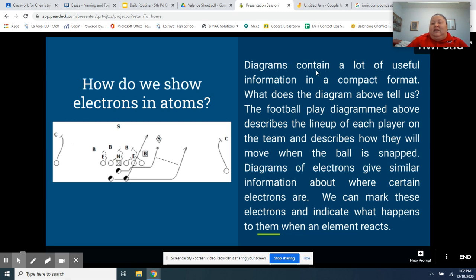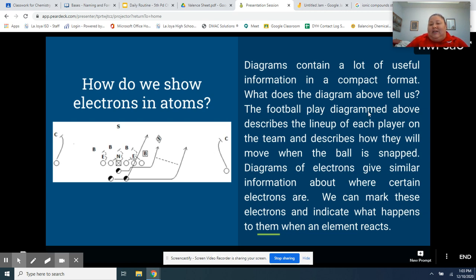Diagrams contain a lot of useful information in a compact format. What does the diagram above tell us? Well, it's on the right side for us. If you look at this, it looks like a football play, right? Oscar, how many players do I got? I got 1, 2, 3, 4, 5, 6, 7, 8, 9, 10, 11. Definitely a football play, right?